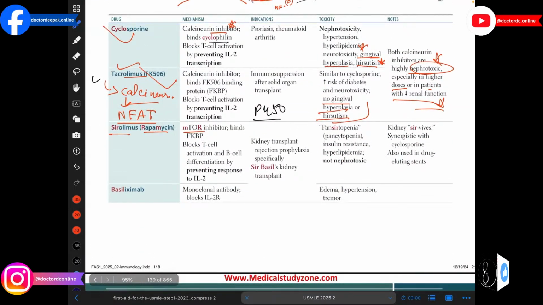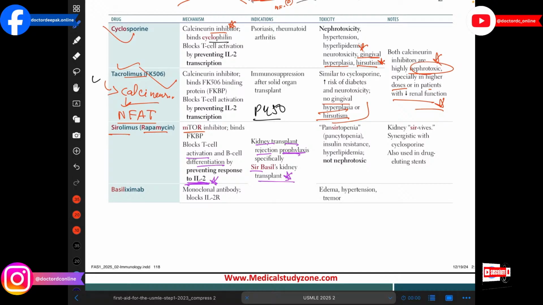If you study this, it will block T cell activation and B cell differentiation by preventing the response to interleukin 2. If you guys know, interleukin 2 is the main stimulus for the activation of T cells. And it is also used for kidney transplant rejection prophylaxis, especially in Basiliximab kidney transplant.